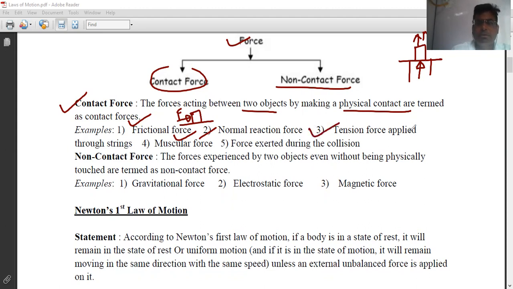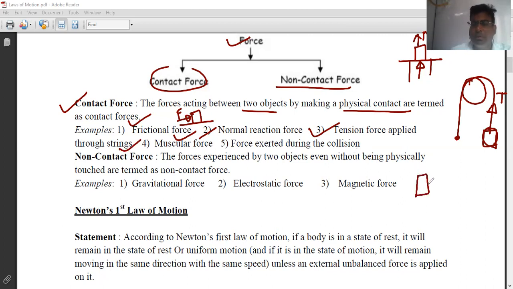Next one is tension force applied through a string. Suppose this is a string tied with another, a rope is passing over it, and an object is hanging on the other side. The force developed in this string is called tension force. Next is muscular force. Suppose one man is pushing another man with a force. That will also be called contact force, the muscular force.